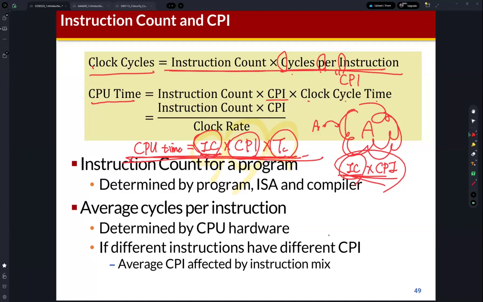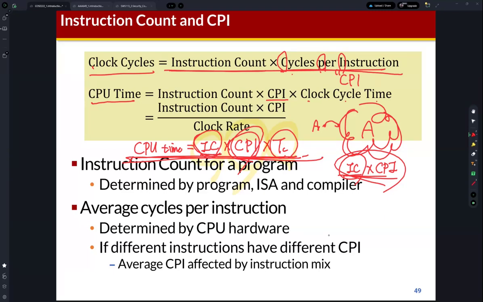So we need to apply efficient algorithms in our code. Okay, so the instruction count is the software part. How about the CPI? It's the clocks per instruction. It means the average number of clocks taken by a single instruction.